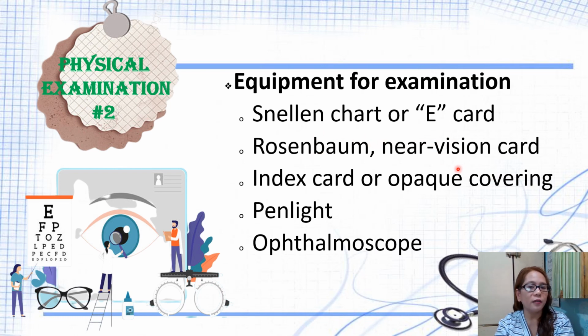Rosenbaum or near vision card. Okay, yung parang ano rin siya, para rin siyang Snellen chart but maliit lang siya na version. Okay. Kung sa Snellen chart, 20/20, sa Rosenbaum or the near vision card, it is just 14/14 yung vision. The index card or opaque card, that is used to cover one eye if you're checking one eye at a time. And then, of course, the pen light. Okay. And ophthalmoscope to view the internal structure of the eyes.